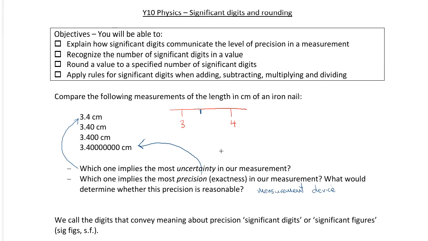It might also depend on something to do with the nail itself. For example, the ends of nails are not perfectly flat, and so it might make a difference where we measure the nail's length too. So the variability of the object as well. And there might be other factors too.